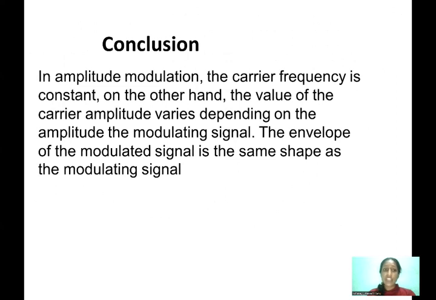Next, conclusion. In amplitude modulation, the carrier frequency is constant. On the other hand, the value of the carrier amplitude varies depending on the amplitude of the modulating signal. The envelope of the modulated signal is the same shape as the modulating signal.